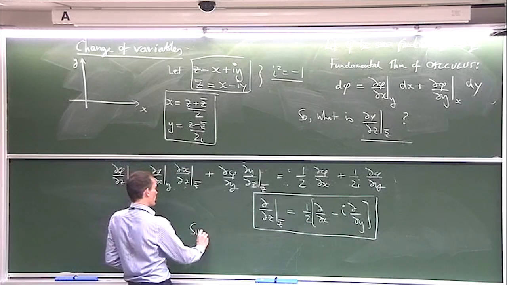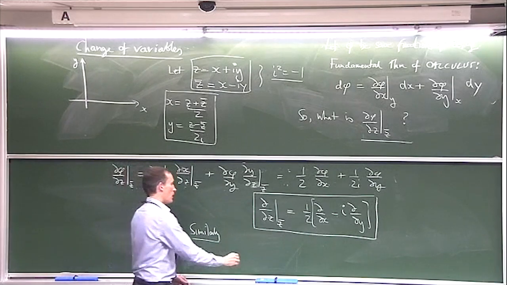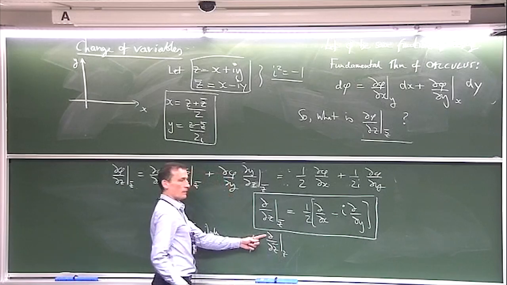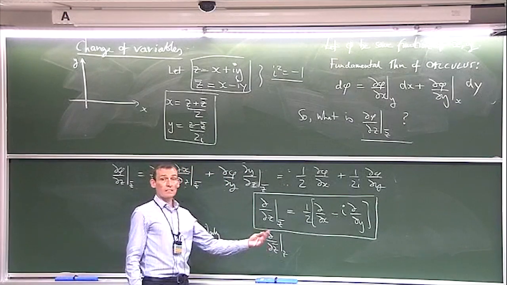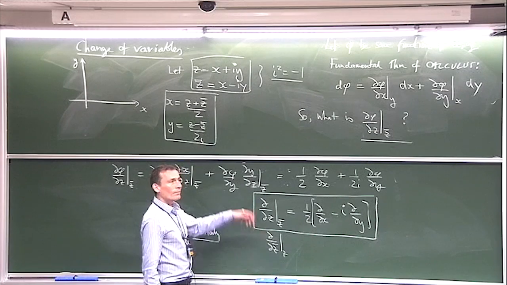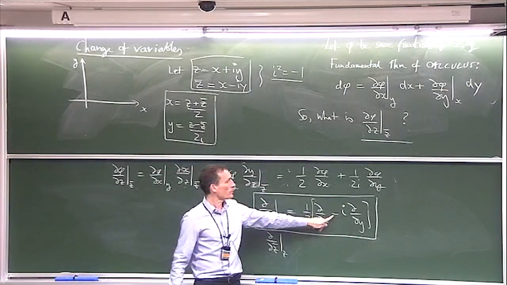Similarly, exactly similarly, what's this one? d phi by dz bar keeping z fixed. Just go through the same procedure. The only thing that changes is that this sign becomes a plus.